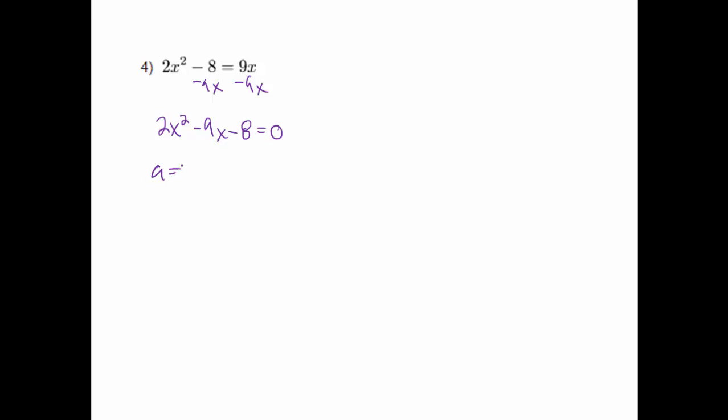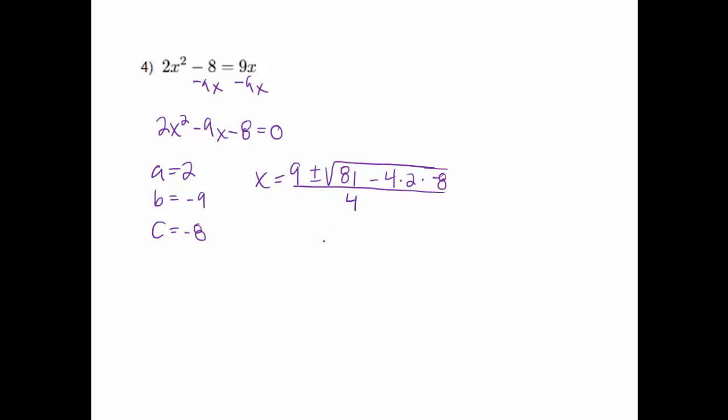So we're going to get A is equal to 2, B is equal to negative 9, and C is equal to negative 8. So we're going to have x equals the opposite of B, which will be 9, plus or minus square root. B squared, negative 9 times itself will be a positive 81, so be very careful on that one, minus 4 times 2 times negative 8, because it's 4 times A times C, all over 2 times the A term, so 2 times 2 is 4.